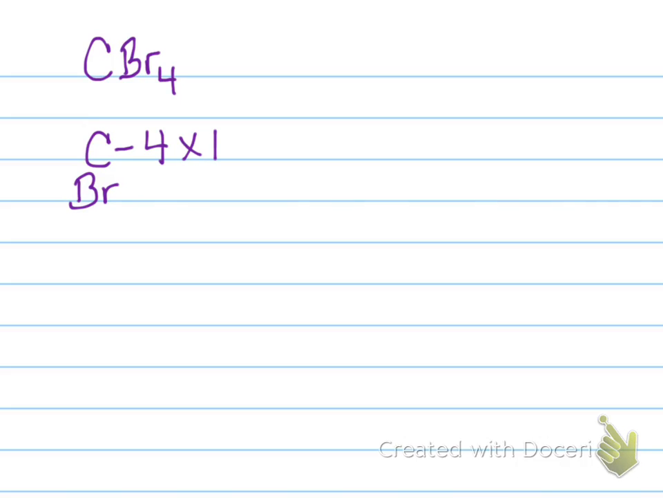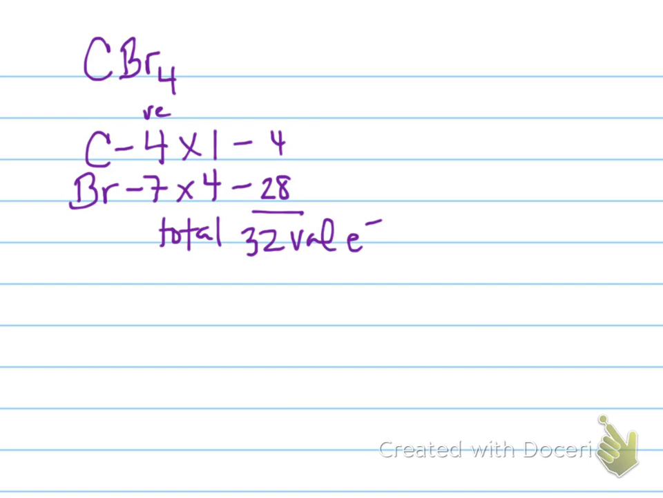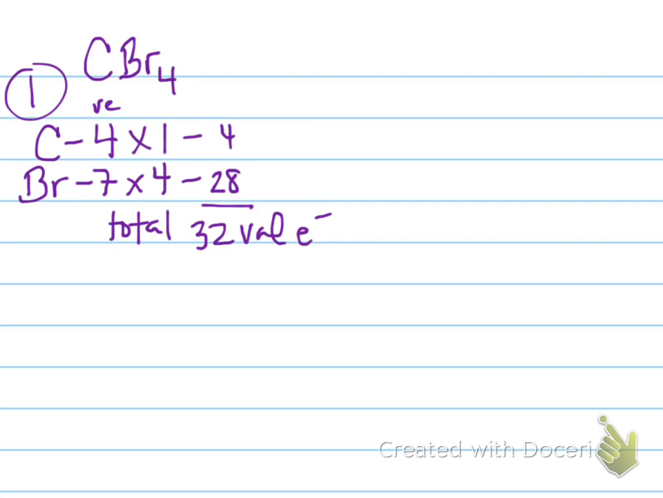Bromine, how many valence electrons does bromine have? 7. And there are 4 bromines. So 7 times 4 is 28. So how many total valence electrons does this compound come in with? 32. We have 32 valence electrons if we just add up. So that's our first step.